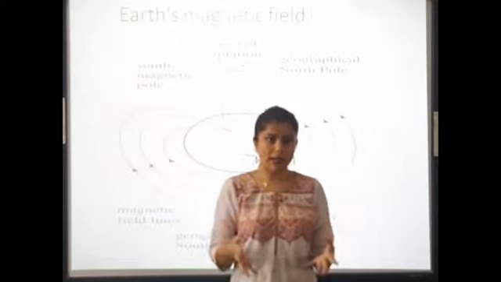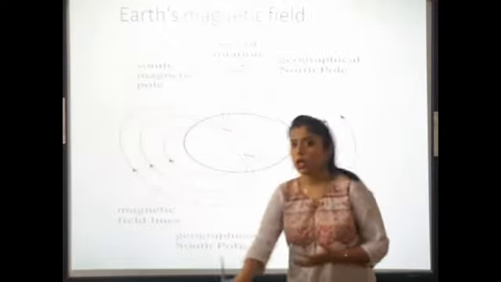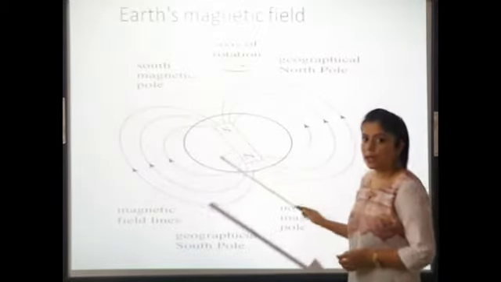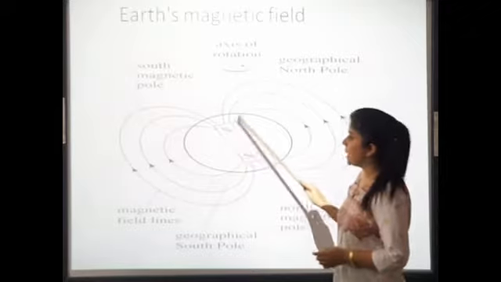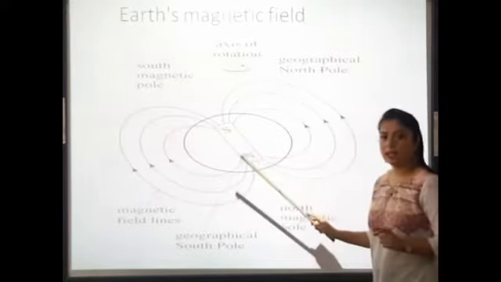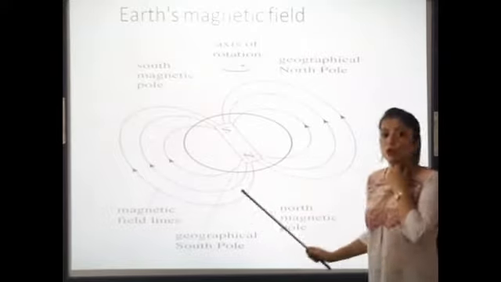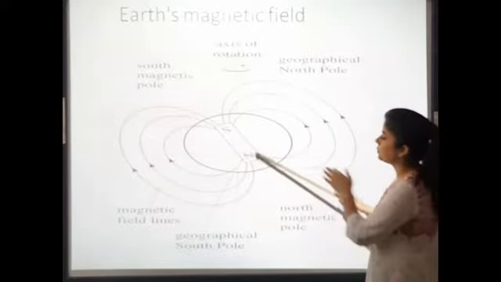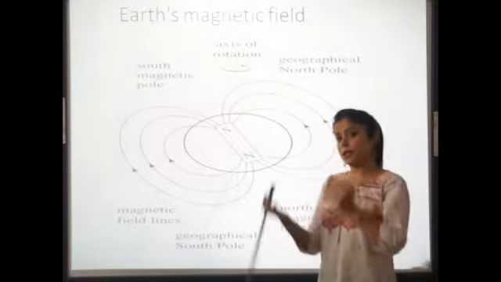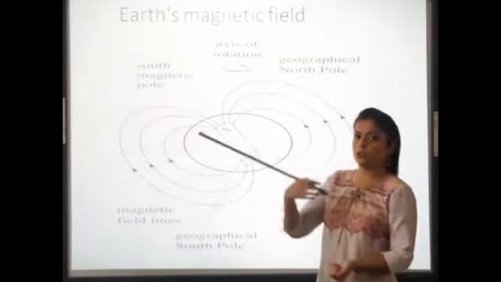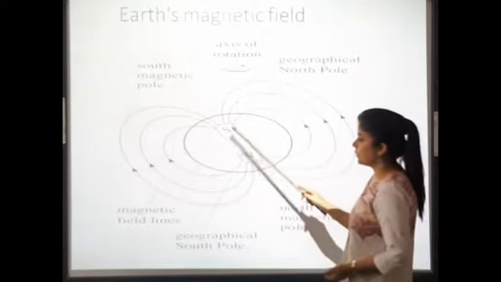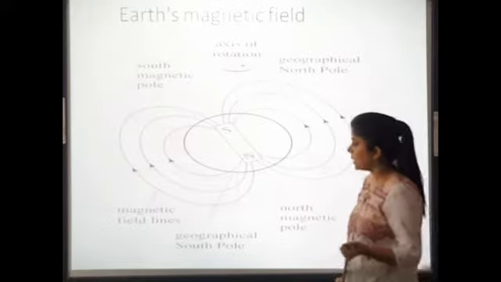Now the Earth's magnet, you can see over here, this is Earth, and it is a magnet. The south pole of the Earth's magnet points towards the northern hemisphere, and the north pole of the Earth's magnet points towards the southern hemisphere. So it's actually that the magnet is inverted. The Earth's magnet is inverted. Earth is a magnet which has inverted poles. South pole is over here and north pole is over here.